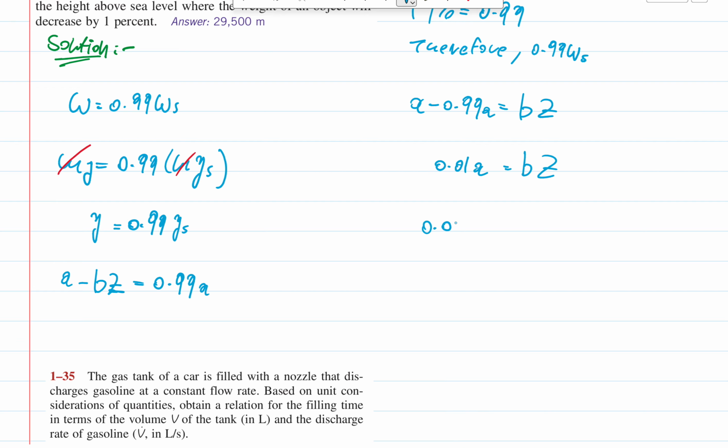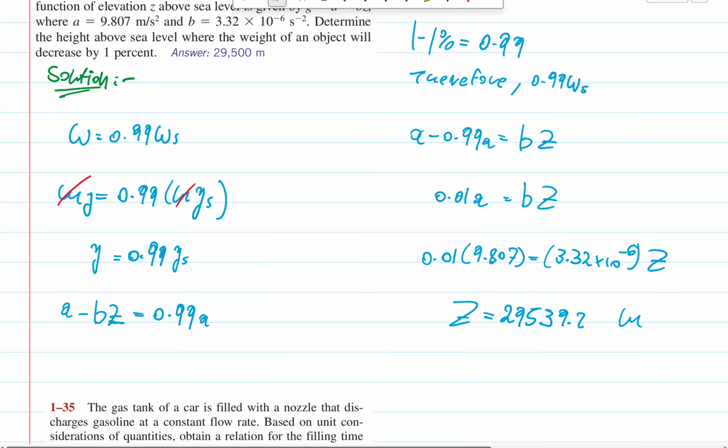So that's just 0.01 times 9.807 is equal to 3.32 times 10 to the power of negative 6 Z. So the value of Z is going to be in meters since it's height. They're asking for the height. It's going to become 2953.9, which is around the same. Yeah, it's around the same. So yeah, that's our answer.